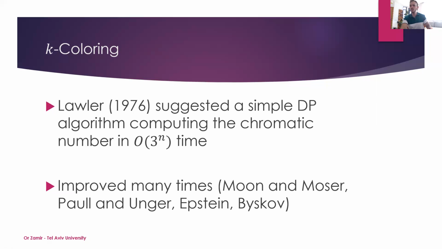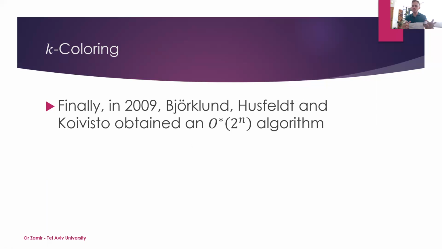And this thing was improved many times by many different very interesting ideas until all of this work accumulated in 2009 in a paper of Bjorklund, Husfeldt, and Koivisto, where they obtained a 2 to the n, again, up to sub-exponential factors, algorithm for computing the chromatic number of a graph. So now again, we are getting more similar to the SAT case. So 2 to the n is enough to compute the chromatic number of a graph regardless of k.